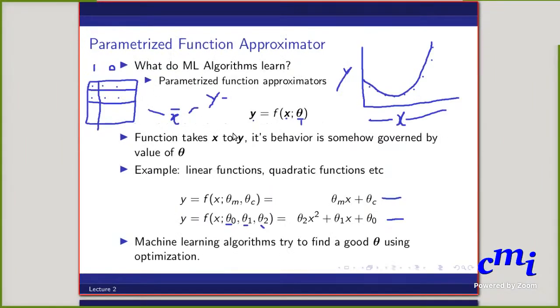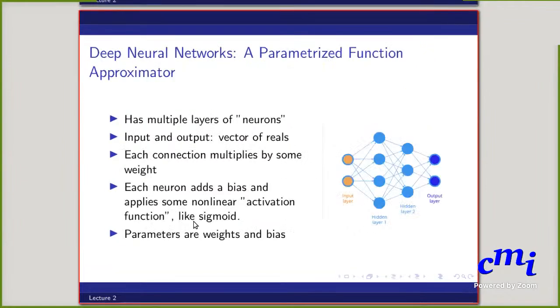So now the question is, of course, we looked at these linear functions, we looked at these quadratic functions, right? So what are neural networks really? Neural networks is just one of these kinds of ways of doing a parametric function approximation, right? So basically, deep neural networks is just a fairly nice way of doing this parametric function approximation, and it's a way that works really well in real life, right? So what is a deep neural network?